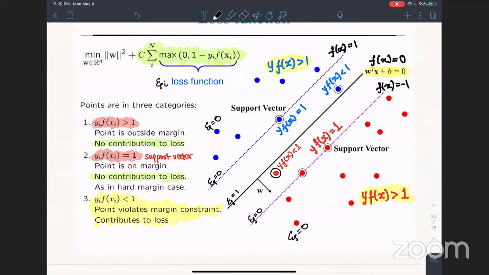Right? And this eta, is it a parameter learned by the model, or is it a hyperparameter?